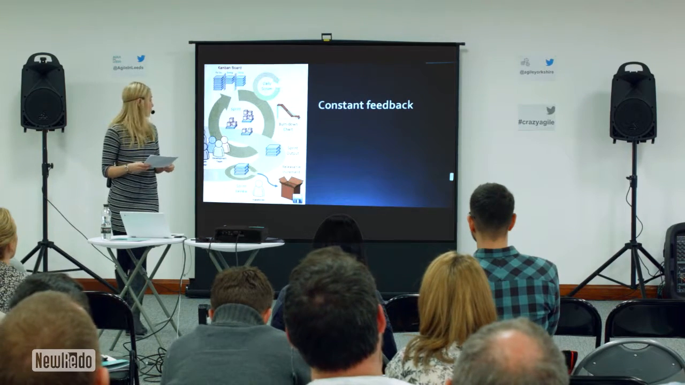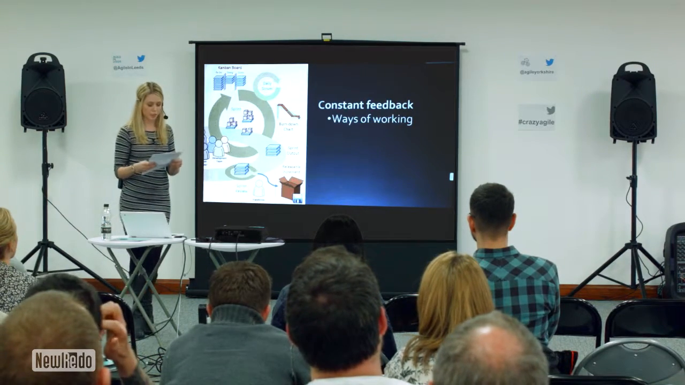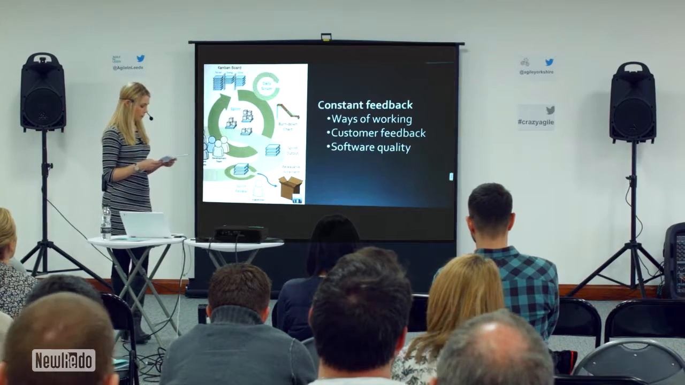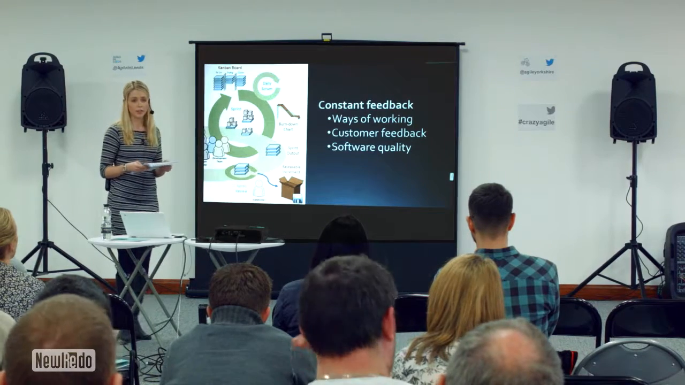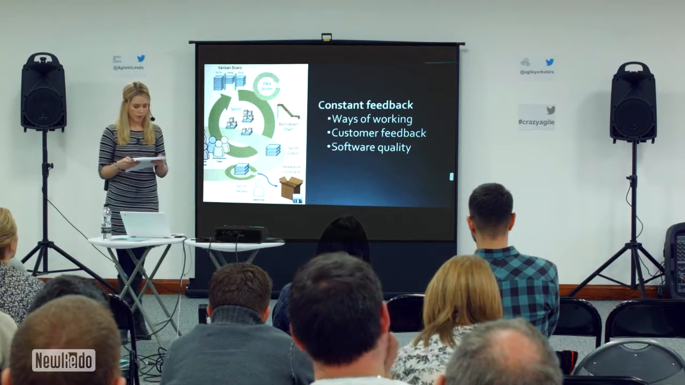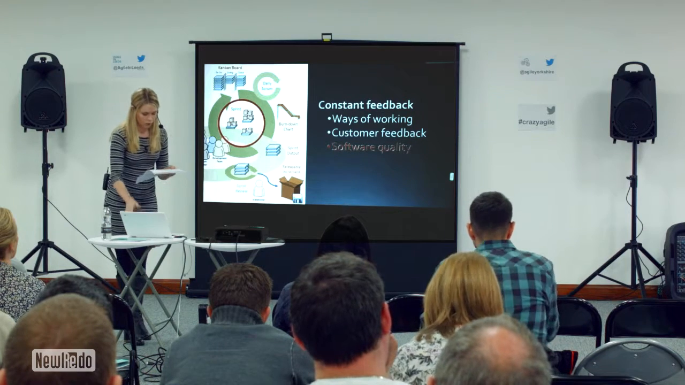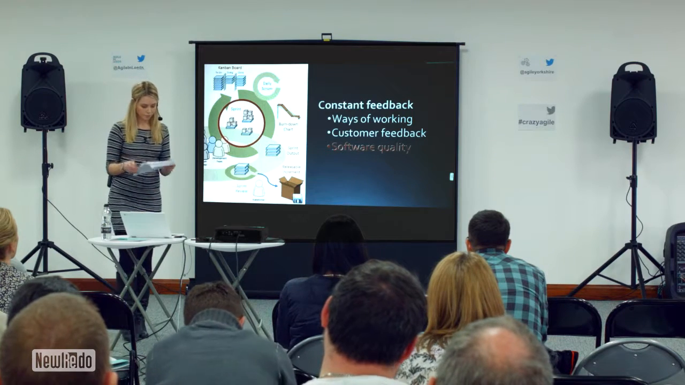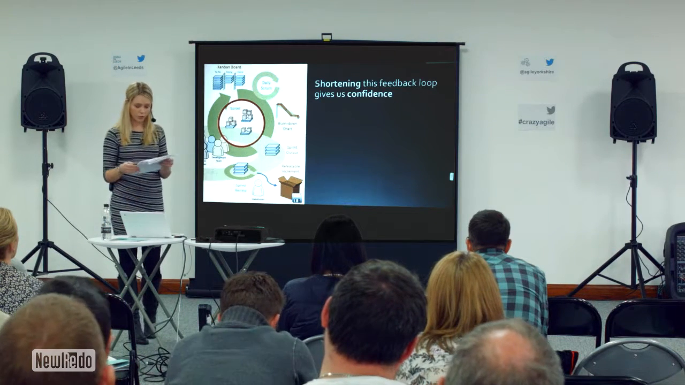It can come as feedback on the ways of working through our Scrum practices, for example, the retrospectives that we hold as a team. It can also come from the customers via their feedback, whether that be on the functionality, whether they like it or not, or whether there are defects. It can also come as feedback around the quality of the software, which is what I'm going to focus on now. This comes from the development and testing processes which we are using during our sprints. Shortening this feedback loop gives us confidence in what we are producing in terms of the quality, but also that we're not breaking any existing functionality.